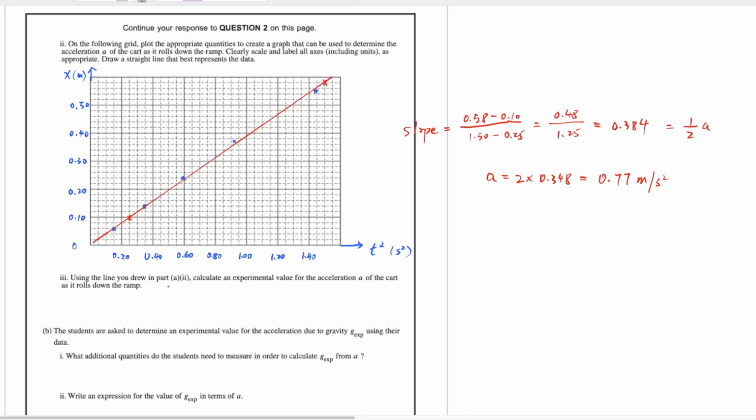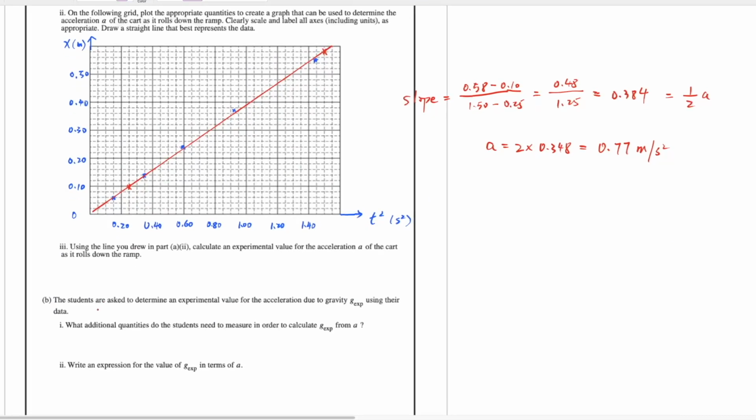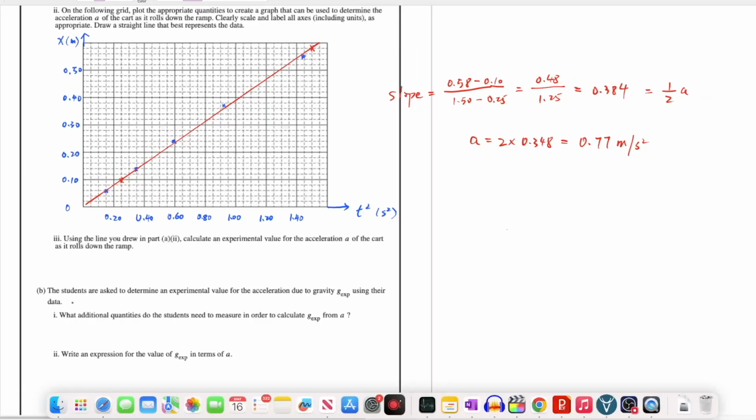Use the line you drew in part A2 to calculate the experimental value for the acceleration. Okay, this is what we just did. Part B: the students are asked to determine the experimental value for the acceleration due to gravity, g experiment, using their data. What additional quantity do the students need to measure in order to calculate g from a? To get g experiment from a, we probably need to use Newton's law to derive a in terms of g. So we can first draw the free body diagram.